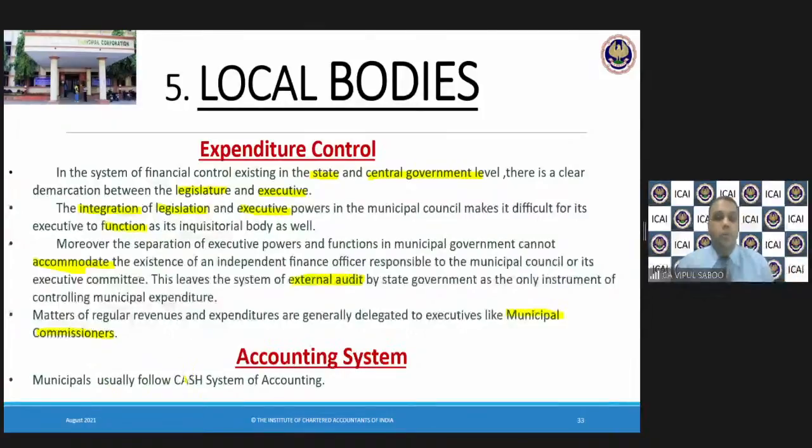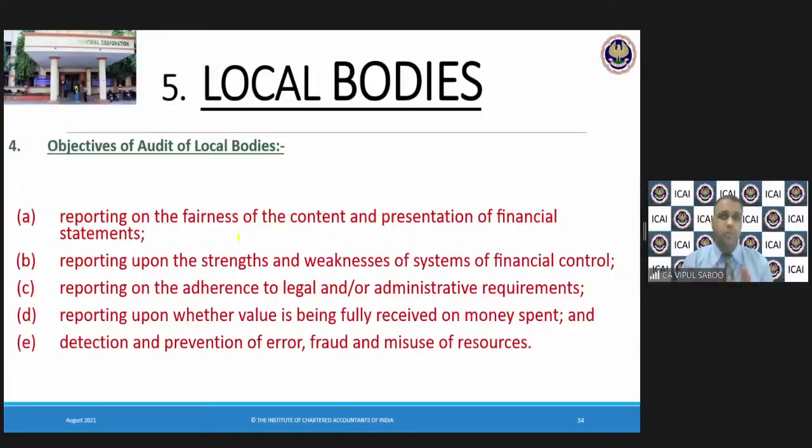Accounting systems, local bodies follow cash system of accounting. Right? I hope you know the difference between cash and accrual system. So local bodies follow cash system of accounting. So objectives, again the same, reporting on fairness of the content and presentation, the strengths and weaknesses of the system of financial control, reporting on adherence to legal and administrative requirements, that the revenue is being collected and the expenditure is being made as per the legal requirement. Whether the money being received is fully spent, or detection and prevention of error, fraud, and misuse of resources.